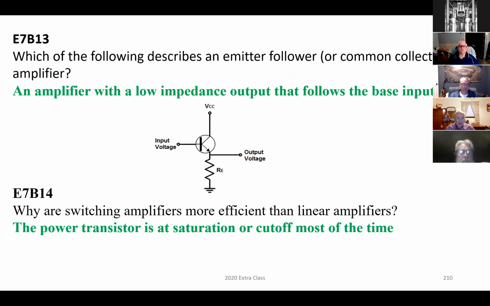Okay, which of the following describes an emitter follower or common collector amplifier? That would be an amplifier with a low impedance output that follows the base input voltage. There again, here's a little drawing of what that would look like. Okay, why are switching amplifiers more efficient than linear amplifiers? The power transistor is at saturation or cutoff most of the time.